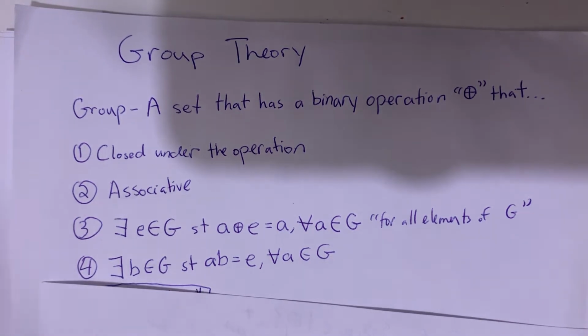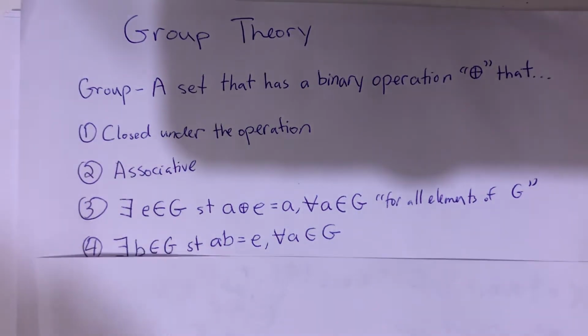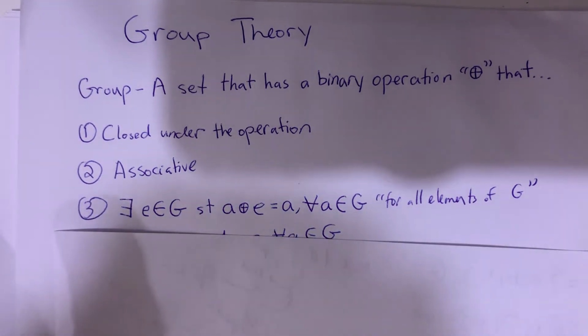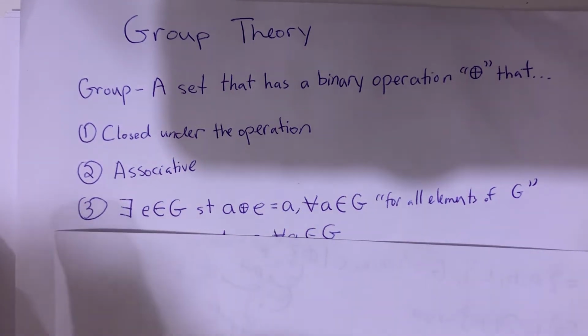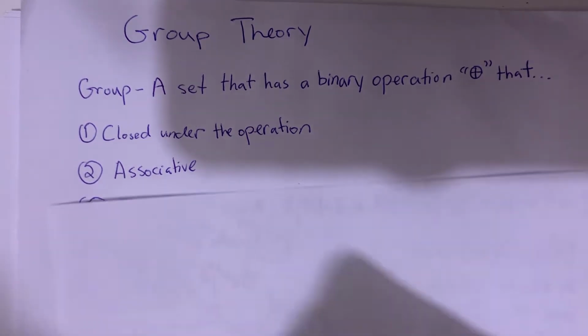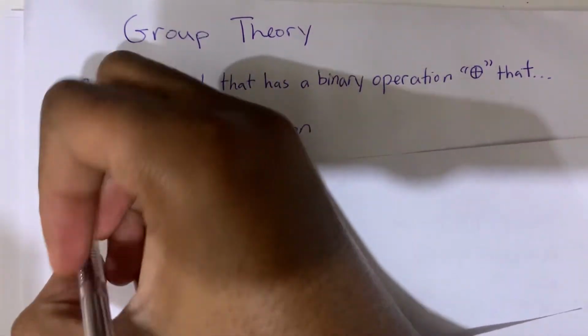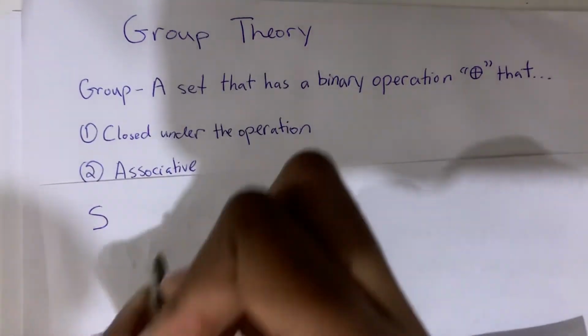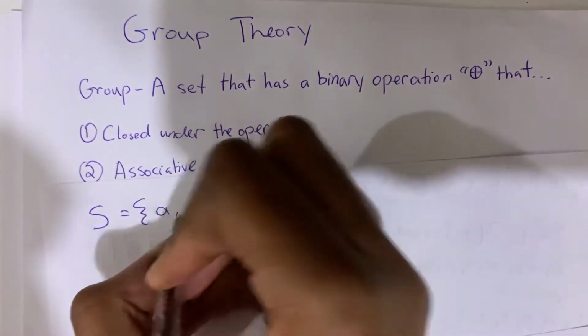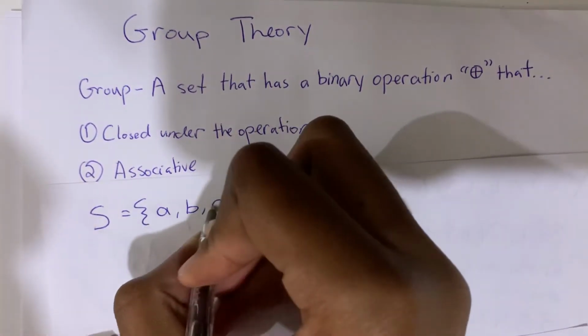Now, let's dissect this. First of all, what is a set? I strongly advise you to watch my last video if you don't know what a set is. But a set is basically just a collection of objects. So I may have some set, let's call this set S, and S is just some collection of objects A, B, and C.